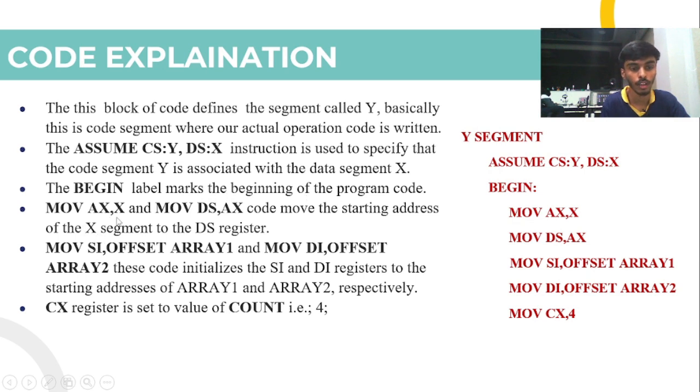MOV AX, X and MOV DS, AX move the starting address of the X segment to the DS register. MOV SI, OFFSET array1 and MOV DI, OFFSET array2 initialize the SI and DI registers to the starting addresses of array1 and array2 respectively. The CX register is set to the value of count, that is 4.